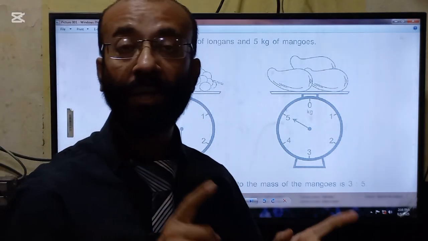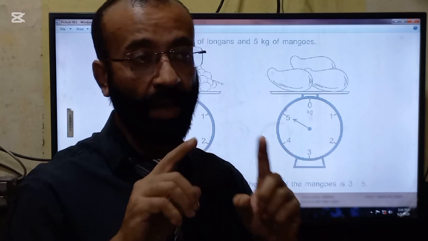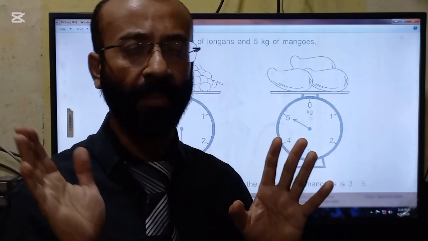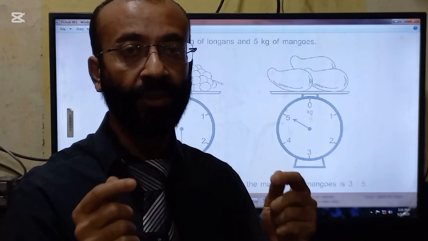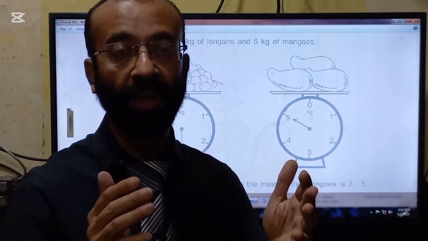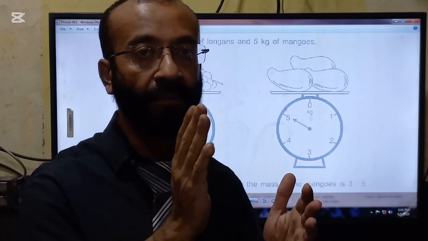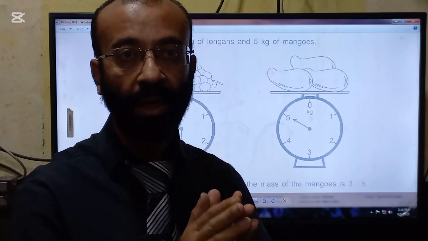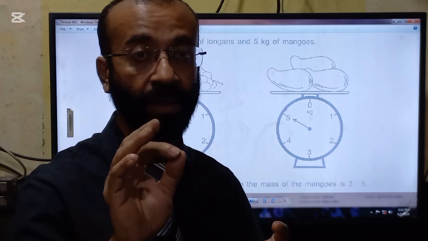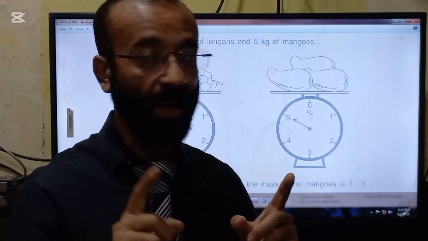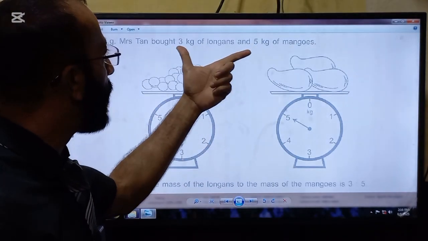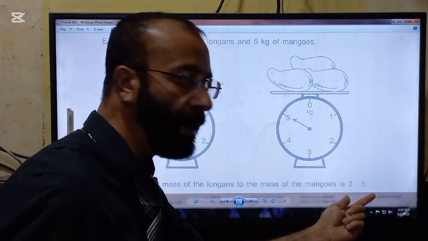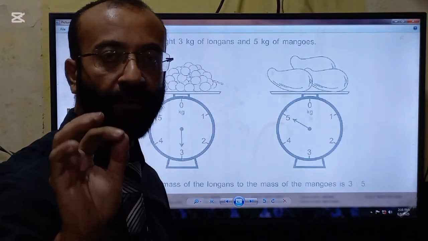The only thing which is important in this question is units must be the same. So look at the unit of the question first. If the units are the same, then there is no problem. Write the numbers. But if units are different, the first requirement to solve the question will be to make the units the same first. But in this question, units are the same, that is kg. So we will write the numbers directly. So this is the thing you have to be careful about.